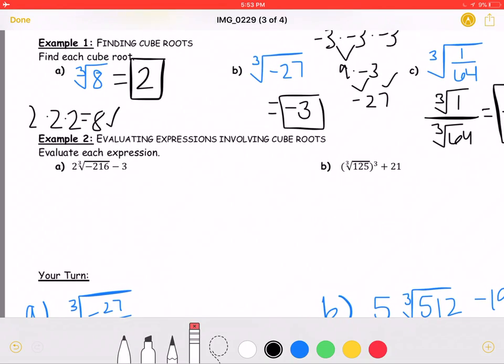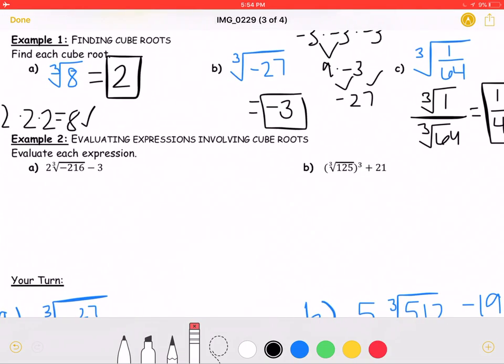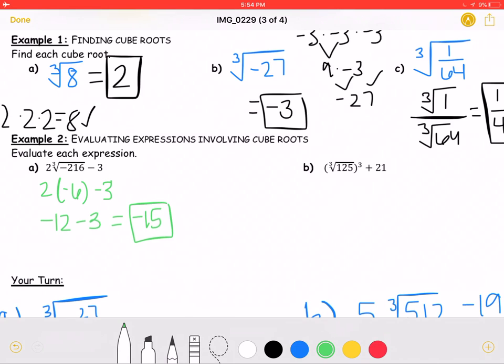Let's evaluate expressions involving cube roots. Again, I would take care of your cube roots almost like an exponent. We do those things first. So cube root of a negative 216. Again, this is why it's nice to already have that list made in front of you. Cube root of a negative 216 is negative 6. Now we do our multiplying. So 2 times negative 6 is negative 12. Negative 12 minus 3 gives me negative 15.